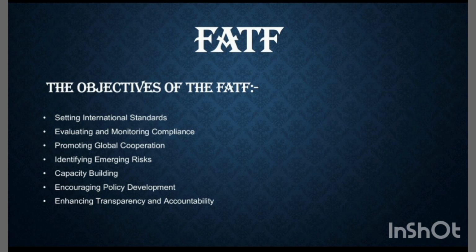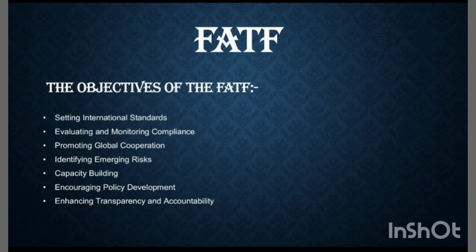The next is enhancing transparency and accountability. Through its evaluations, reports, and public statements, the FATF promotes transparency and accountability in AML CFT efforts. It highlights countries' progress in addressing deficiencies, identifies areas of concern, and encourages stakeholders to take corrective actions.